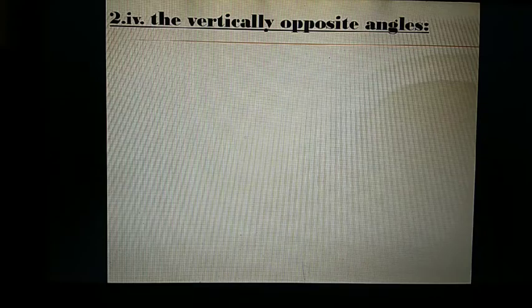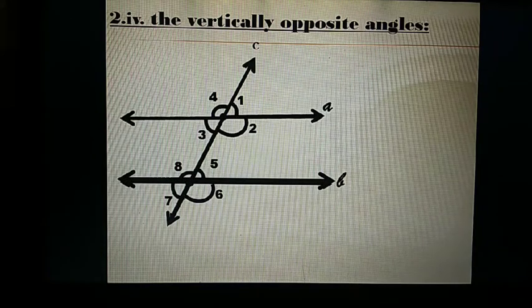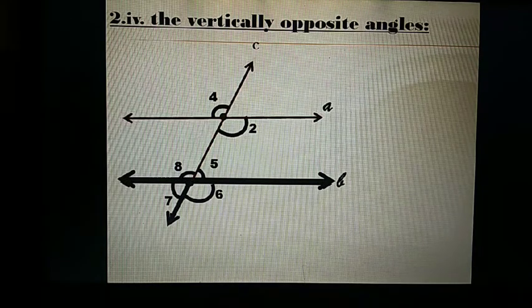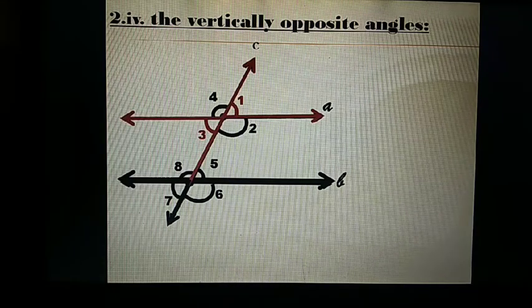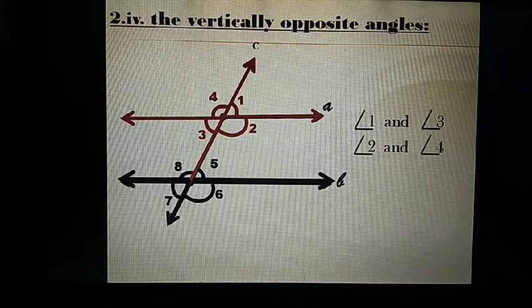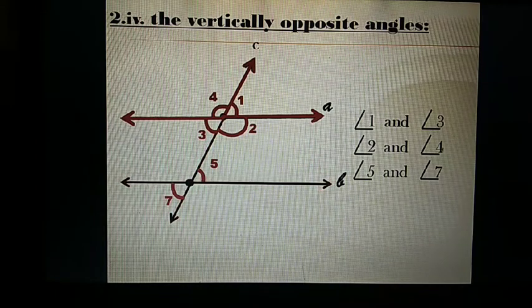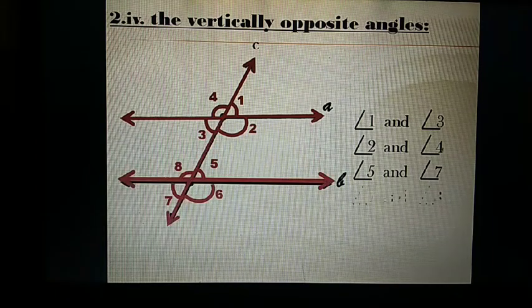Next, vertically opposite angles. To find vertically opposite angles, we have to find a point where two lines are crossing each other. The first point will be where A and C are crossing each other. Yes, the first vertical set is 1 and 3. The second set is 4 and 2. Similarly, the second set of lines are C and B. The first vertical pair will be 5 and 7. The next will be 8 and 6.